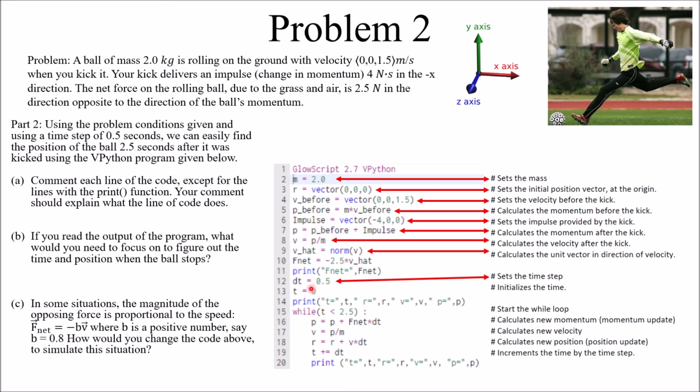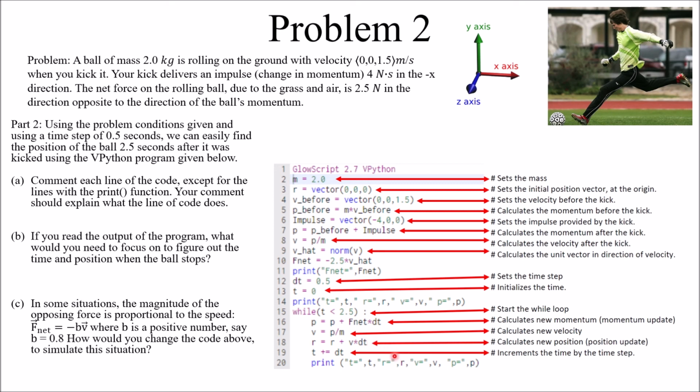And we also are setting dt, so our time step is 0.5, and your initial time that we're starting at is 0. And then we're going to start this loop here, and we're going to calculate the new momentum. So you have your momentum update here, and then we calculate our new velocity, we calculate our new position, so you have that position update, and then we want to have this in increments, and so we've got to increment the time by the time step, and so that's how you do that. And so that's part A, commenting on this code and what it's doing.